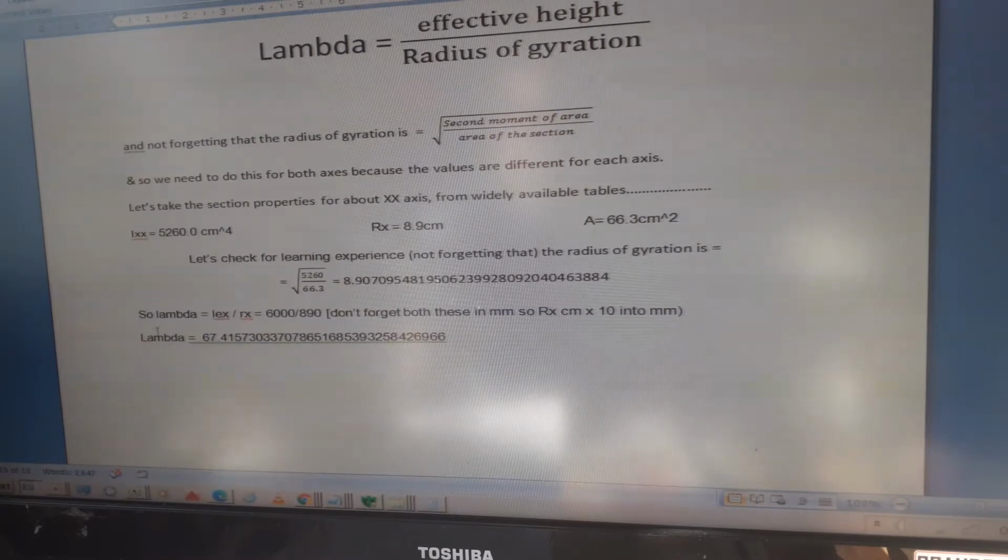So in this case, lambda x, that is lambda for LEX, buckling about the x-axis, is LEX over RX, equals 6,000 divided by 89. Don't forget these are in millimeters. LEX is 6,000 millimeters, and RX is 8.9 centimeters, which is the same as 89 millimeters. So lambda in the x direction is 67.415730, etc. That's the ratio.